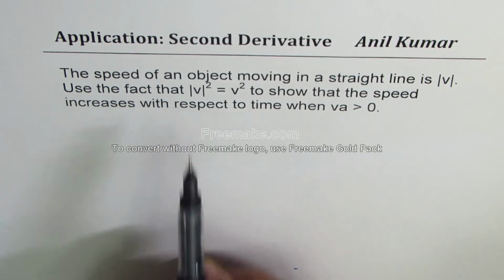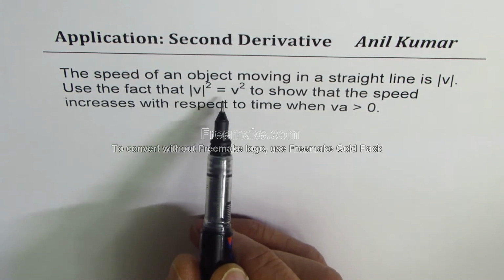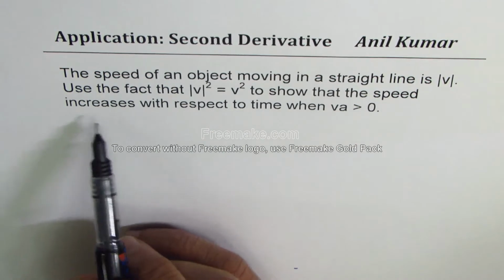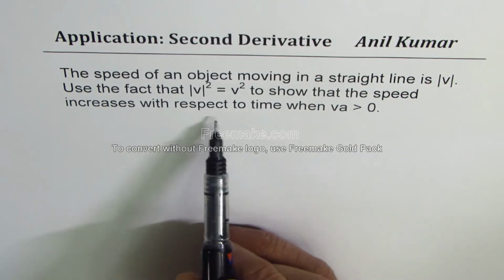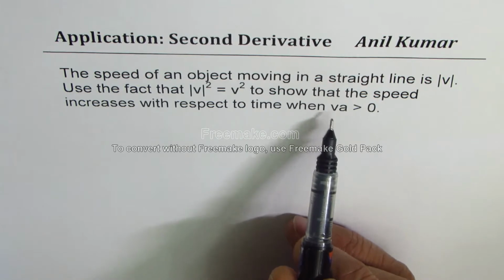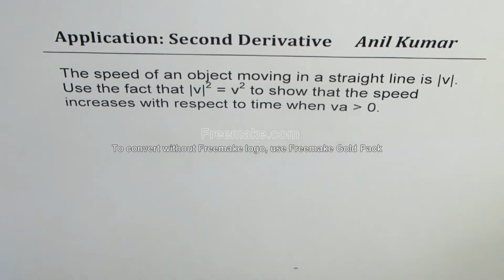Use the fact that the square of the absolute value of velocity is the same as v squared to show that the speed increases with respect to time when the product of velocity and acceleration is greater than 0. So v is velocity, a is acceleration. Okay.